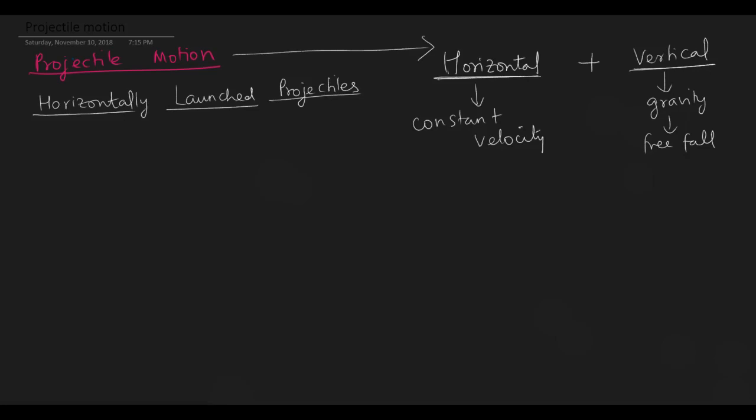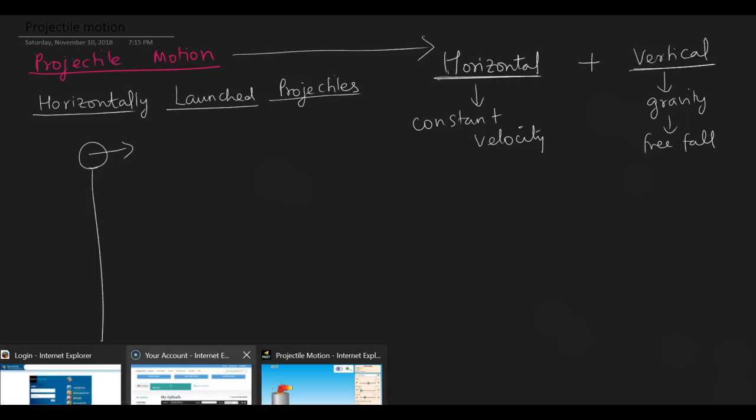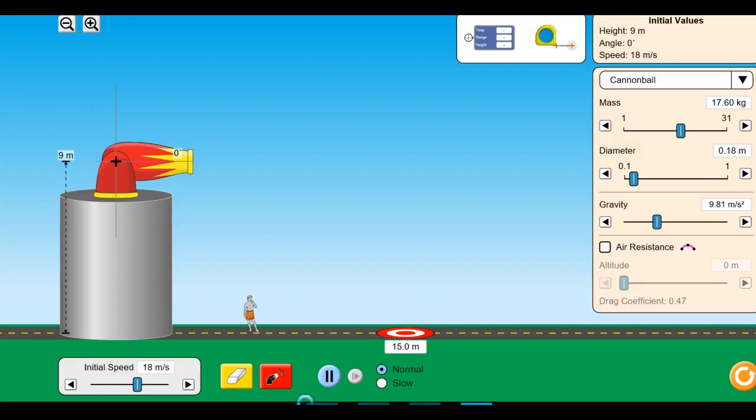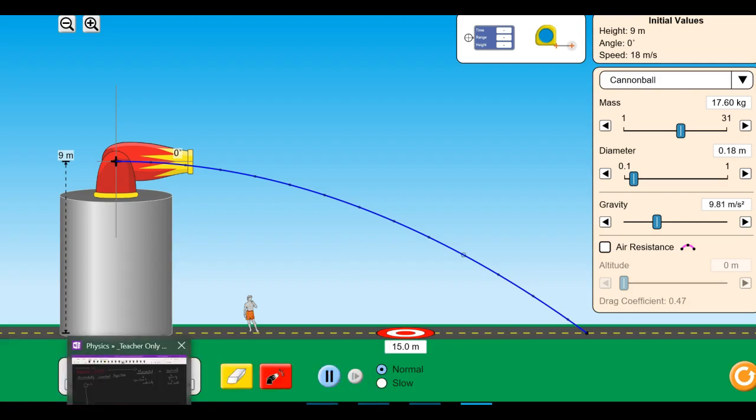So let's look at a projectile that is launched horizontally from a certain height, like this. What will be the path of the projectile as it falls to the ground? Let's look at this simulation. Let's launch this projectile horizontally from a certain height. And you can see that it takes a parabolic path as it falls to the ground. I set the simulation so that the speed with which it comes out is 18 meters per second and the height from which it is launched is 9 meters. So let's see how to solve for how long it stays in air and other details about this problem.